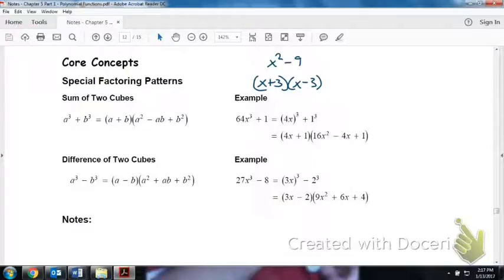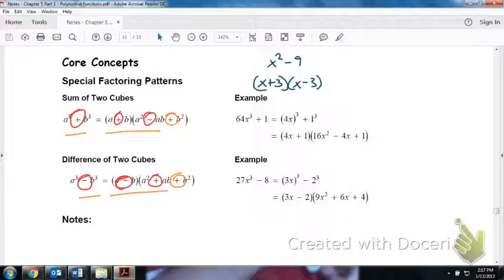If I am adding, then it's plus minus. If I'm subtracting, it's minus plus. And this last one is always a plus. Okay? So if you're adding the perfect cubes, it's a plus minus. If you're subtracting the perfect cubes, it's negative plus. And so let's work through a few real quick just to see how we do.